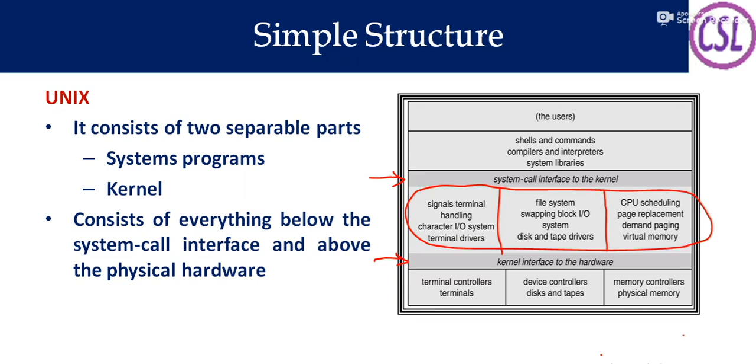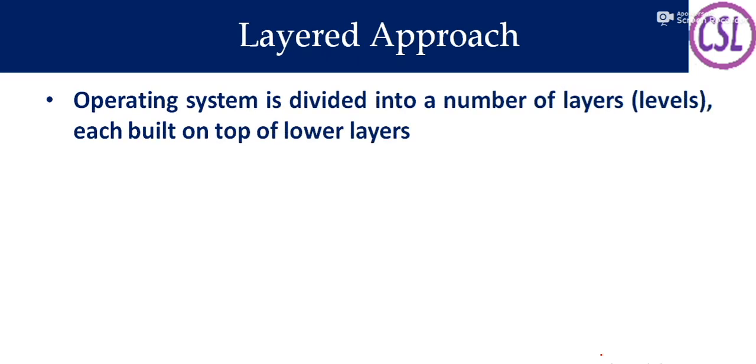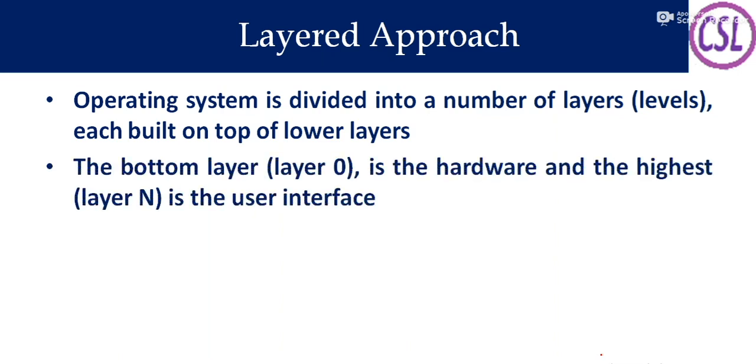Now we will see another kind of structure, called the layered approach. In the layered approach, we have a number of layers. That means our operating system is divided into a number of layers. Each layer is placed on top of another layer. Suppose you have n layers: the bottom layer is 0 and it is the hardware, and the highest layer is, let us say, n, that is the user interface.